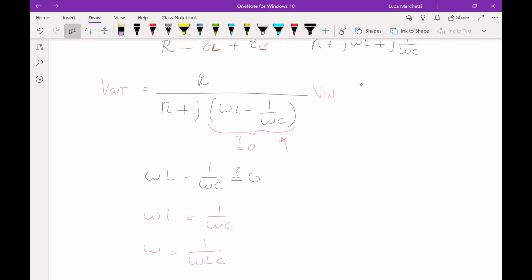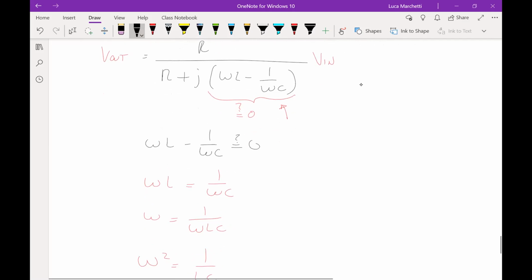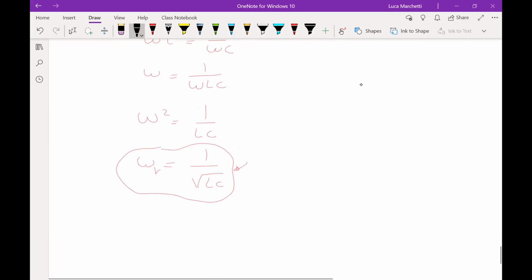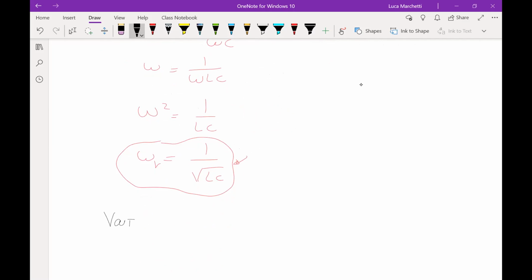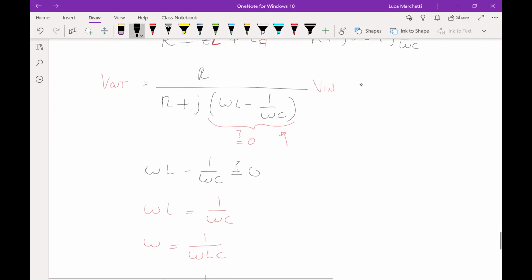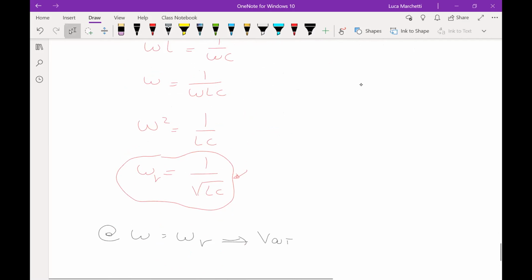And so what happens if that imaginary part is cancelled? Well, you saw before that if the imaginary part cancels, so let's write it like this. At omega equal omega r, what happens to the V out? It's very simple. If omega L minus 1 over omega C becomes 0, then you have just R divided by R, which is 1. So V out becomes equal to V in.